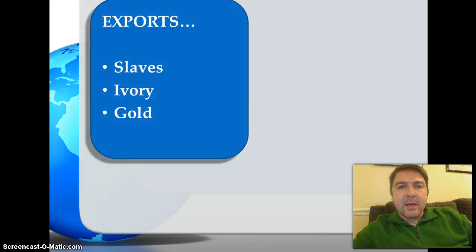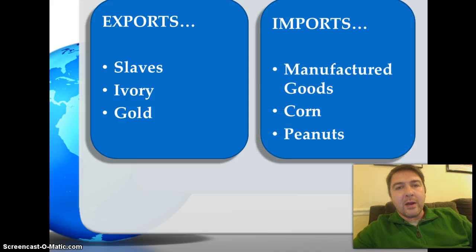Just to wrap up here, the exports that you were responsible for knowing, the products sent out of Africa for trade, included people, taken from their homes as slaves, ivory taken from the tusks of elephants, and gold. These things were sent from Africa to other parts of the world. The imports brought into Africa from other parts of the world included manufactured goods, things made out of raw materials and turned into finished products, and agricultural products including corn and peanuts. And that pretty much wraps up Standard 5D.